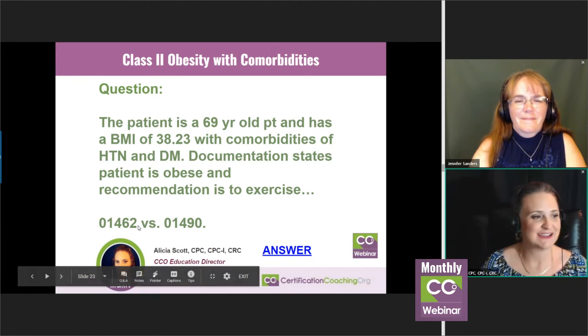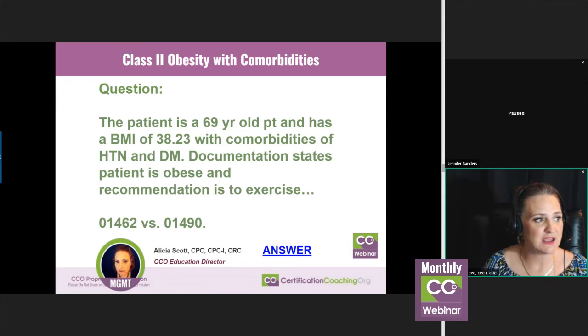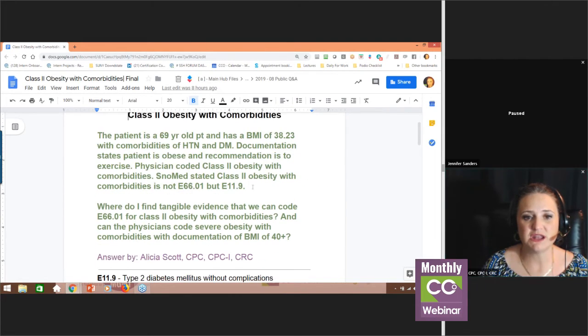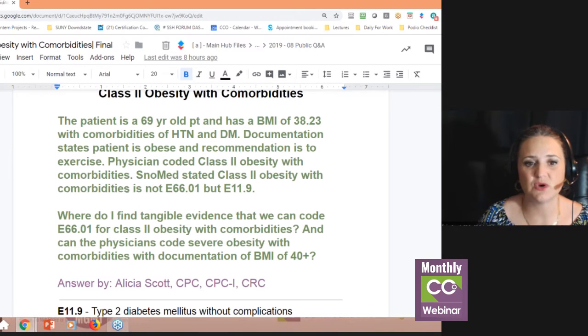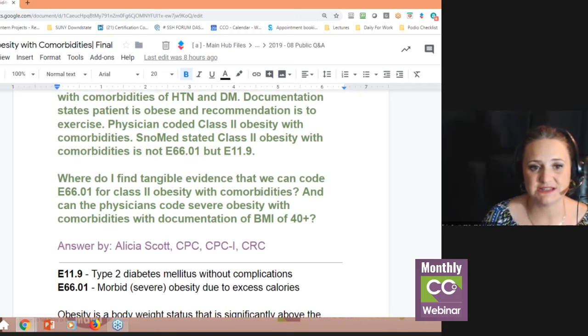This is our last question. Yay, it's me. So the question came in about class 2 obesity and comorbidities. We had a 69-year-old patient with a BMI of 38.23 with comorbidities of hypertension and diabetes. The document says the patient is obese and recommends exercise. And so this is what we're thinking. They recommended exercise. The physician said they have class 2 obesity with comorbidities. SNOMED stated that if you code class 2 obesity with comorbidities, it's not E66.01, but E11.9. So she's wanting to find, where do I find the tangible evidence that we can code E66.01 for class 2 obesity with comorbidities? And can the physician code severe obesity with comorbidities with documentation of BMI of 40 plus?